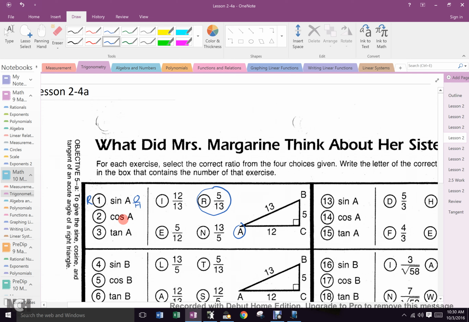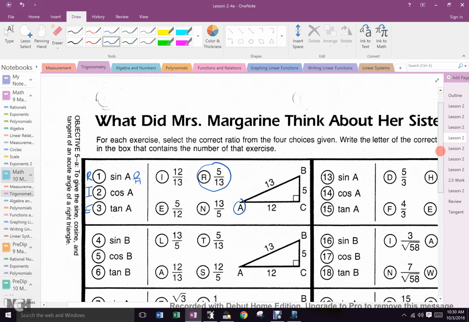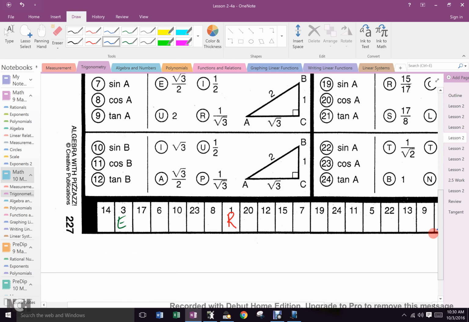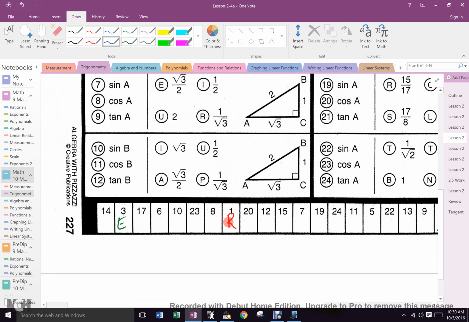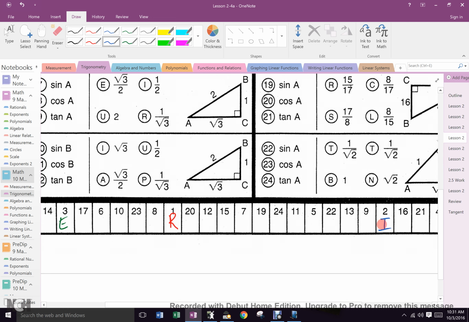Cos of A is 12 over 13. So the number 2 gets an I. Tan of A is 5 over 12. Opposite over adjacent. So the number 3 gets an E. Now I go down to the bottom and I find number 1, I put an R. Number 3, I put an E. And number 2, I put an I. Got it?